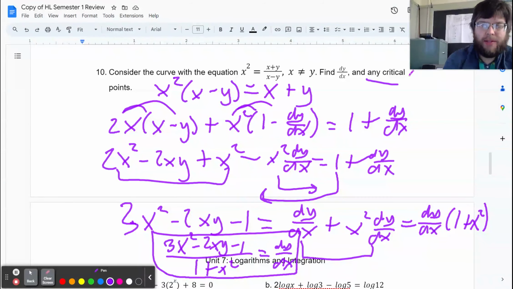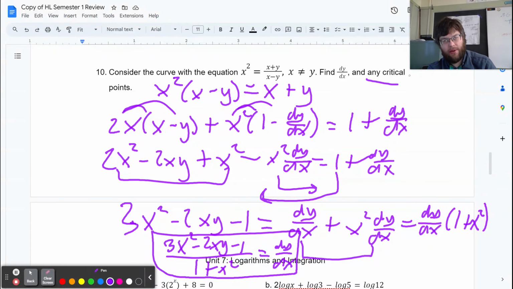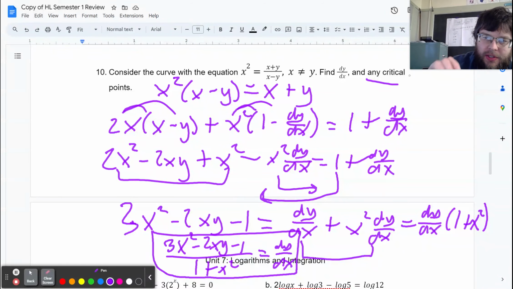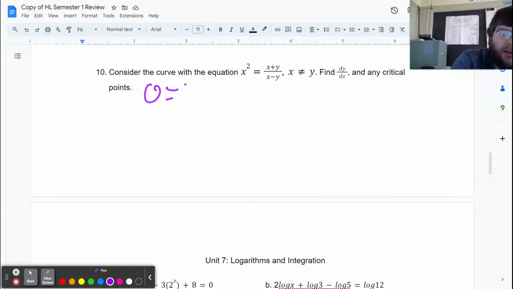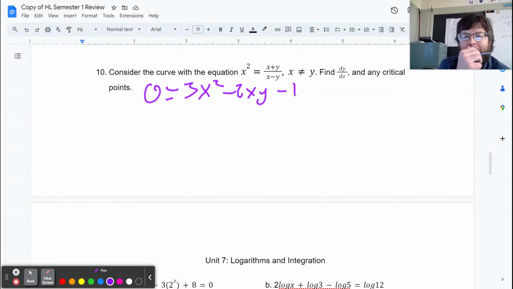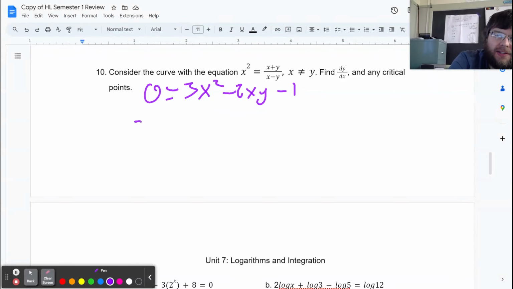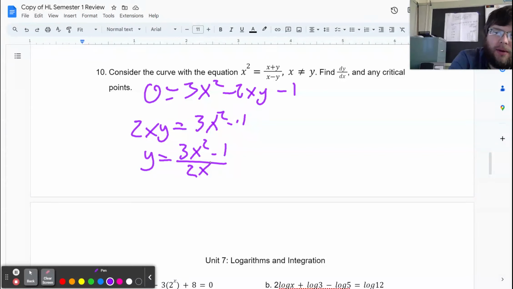I also have to find critical points. So I need to actually take the answer that I have here and set it equal to 0. So there's going to be kind of a lot of algebra here. The first thing I'm going to notice, though, is that if I set this equal to 0, I really just need to find where the numerator equals 0. So we have the numerator equals 3x squared minus 2xy minus 1. And that means that if I add 2xy, I have this. And if I divide by 2x, I have a substitution that I can make for the letter y.